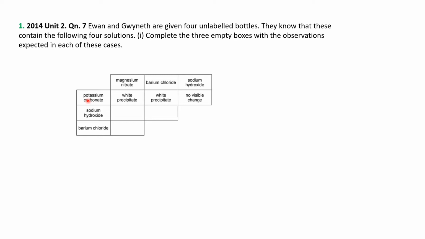So they already told us that potassium carbonate and magnesium nitrate give a precipitate, barium chloride and potassium carbonate give a white precipitate, and sodium hydroxide and potassium carbonate, no visible change. So now let's see what's happening in these other 3 boxes. First thing to always do is to break apart into the ions. So magnesium Mg2+, nitrate NO3-, Ba2+, Cl- for barium chloride, Na+, OH- for sodium hydroxide, and of course K+ and CO3 2- for carbonate. Because if you've broken them apart into their ions, actually physically write out what the ions are, it should help you analyze things a little bit more easily.